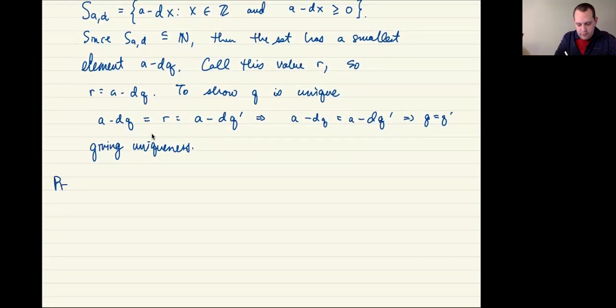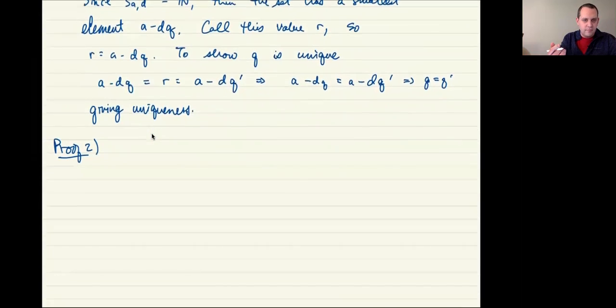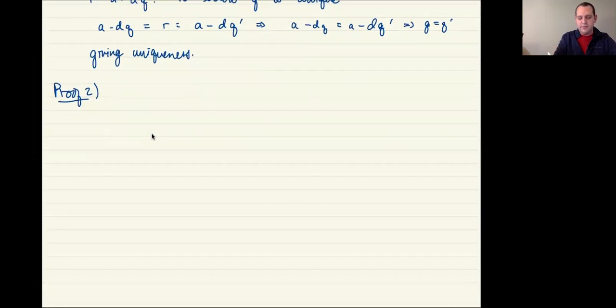The second proof, and again, one is enough, but I think the second proof is important enough that I want to spend at least a little bit of time talking about it. We want to prove that there are unique integers Q and R such that A is equal to DQ plus R, where R is in between 0 and D minus 1. Here's the second proof. You can just explicitly say what Q and R equal.